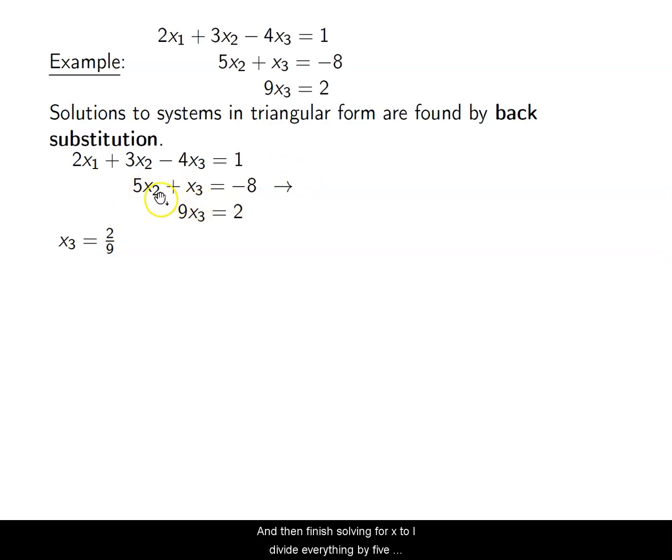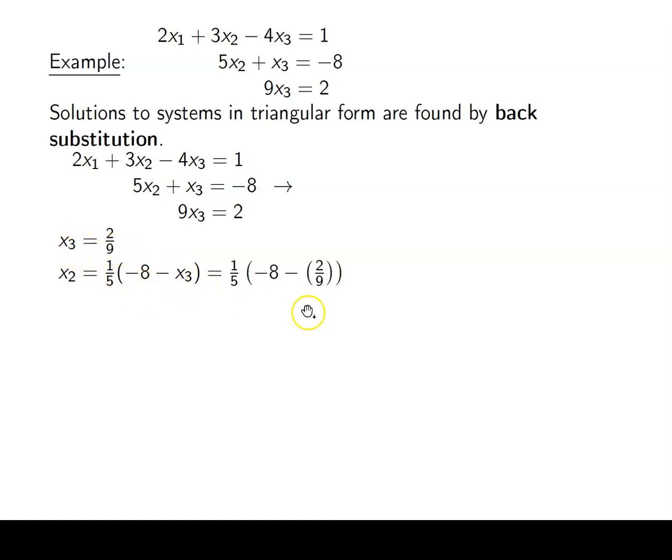And then to finish solving for x2, I divide everything by 5. So that looks like this: minus x3, divide everything by 5. Substitute this x3 in, and then I can finish solving for what it actually is. I can do common denominators and all that fun stuff. You can do this on your own and check, but you should get negative 74 fifths. Now I know what x3 is, I know what x2 is.